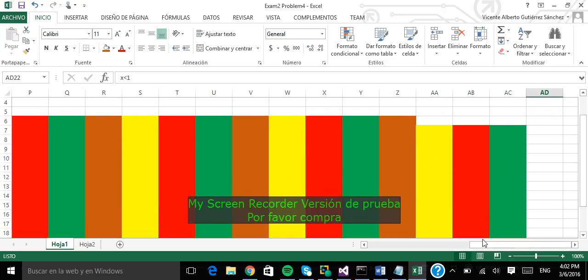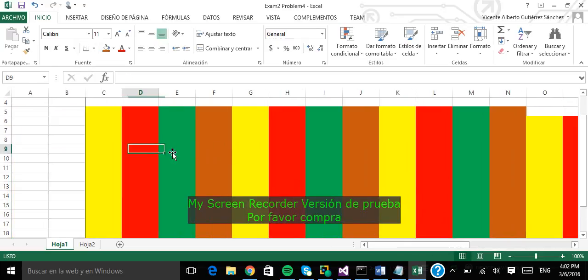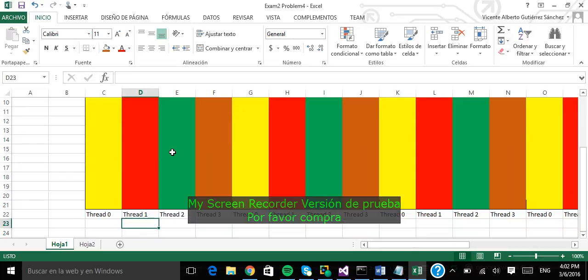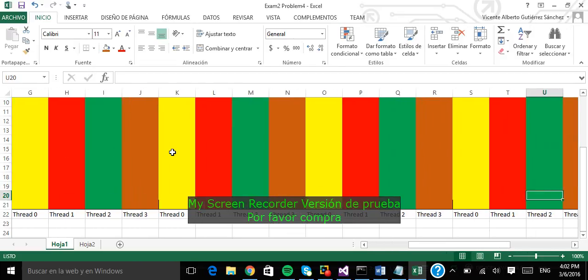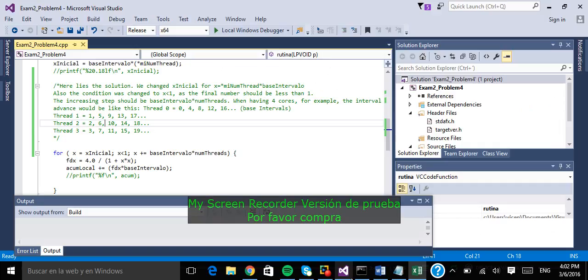So this is a more exact computation, as you take interval by interval and assign it to each thread. Well, that was our solution.